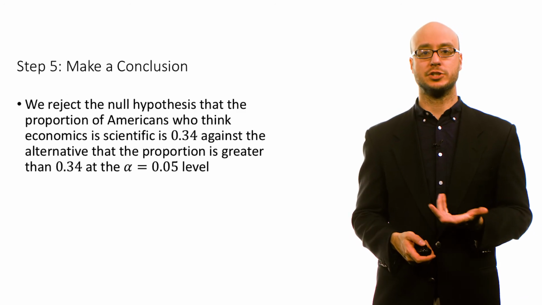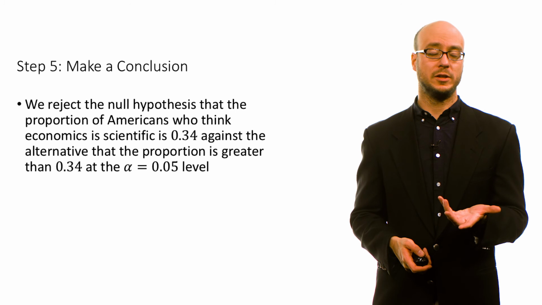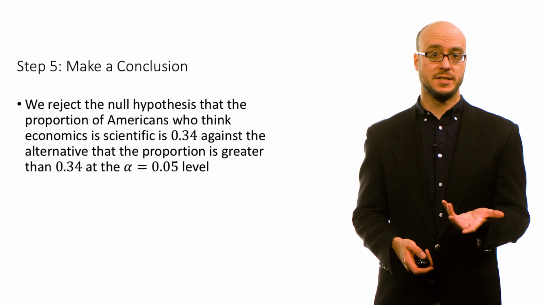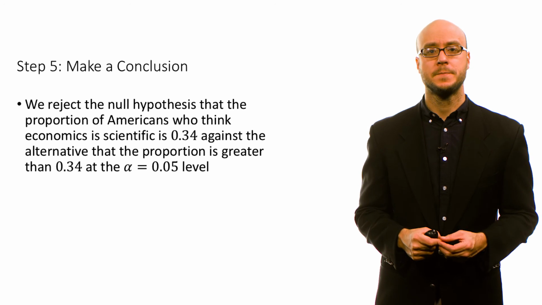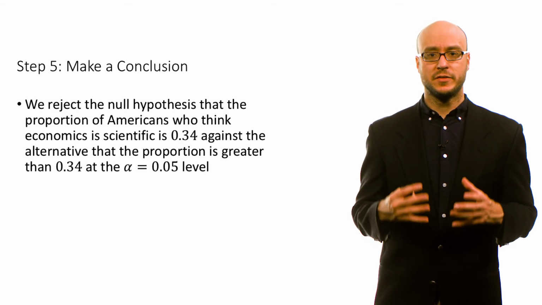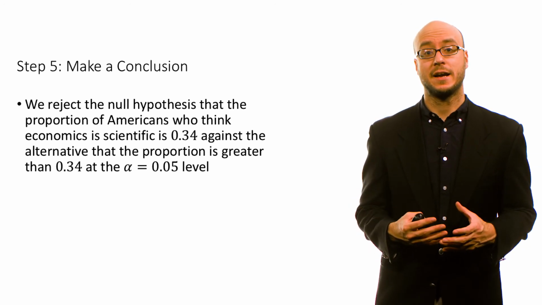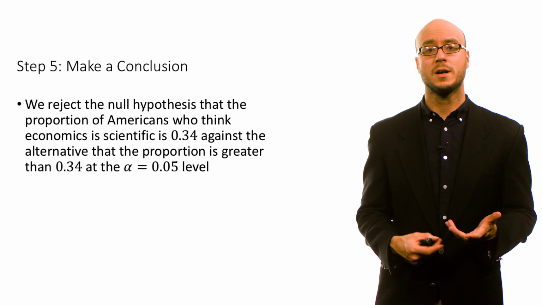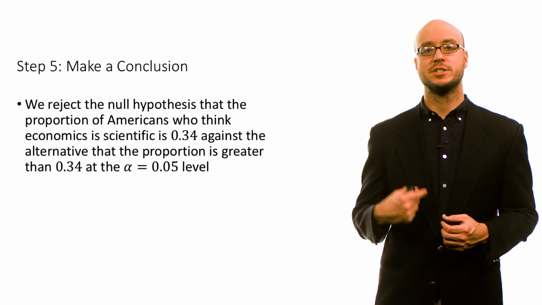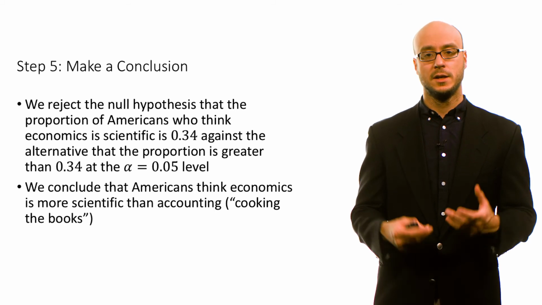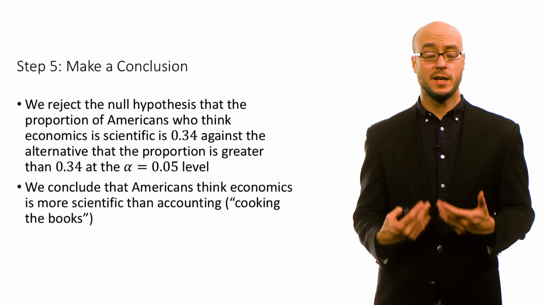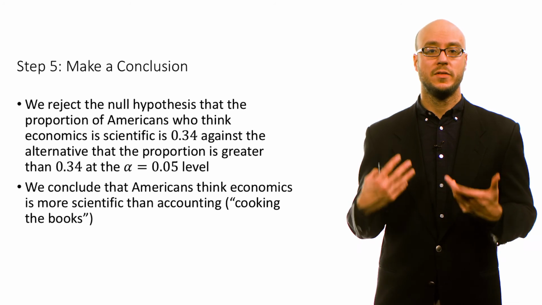Now we can make a conclusion, either using what we learned about comparing our z-test statistic to a critical value, or calculating a p-value using our test statistic. In either case, we reject the null that the proportion of Americans who think economics is scientific is 0.34 against the alternative that the proportion is greater than 0.34 at the alpha 0.05 level. Substantively, we conclude that Americans think economics is more scientific than accounting.